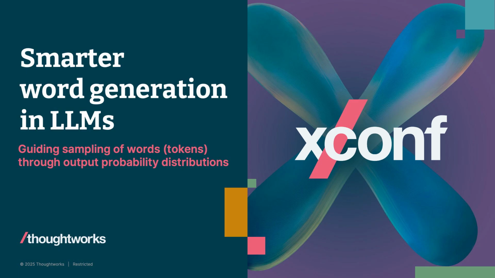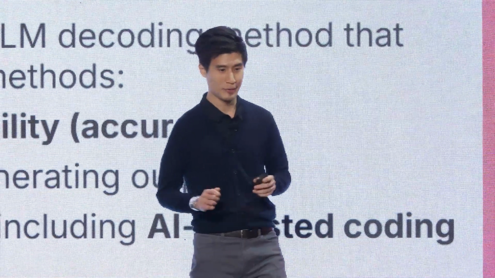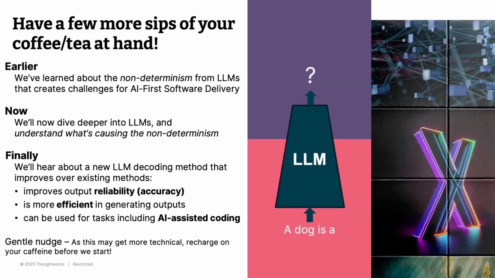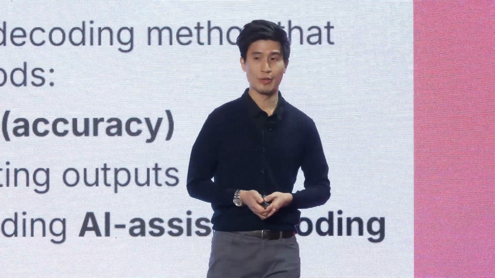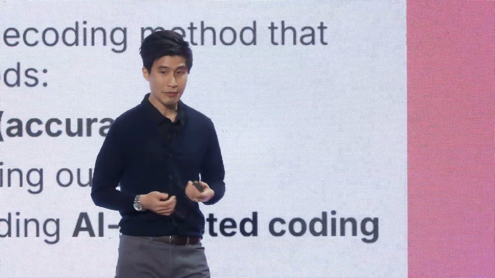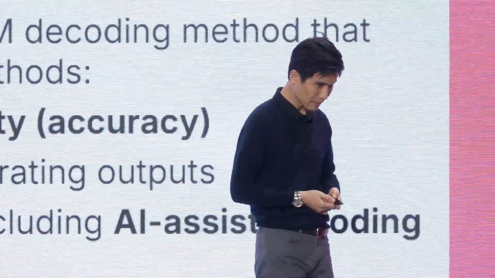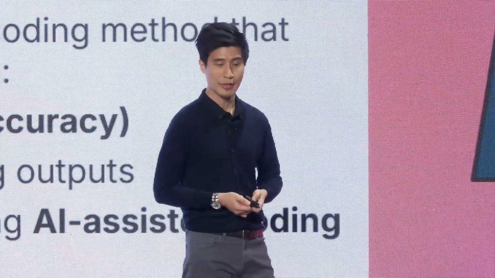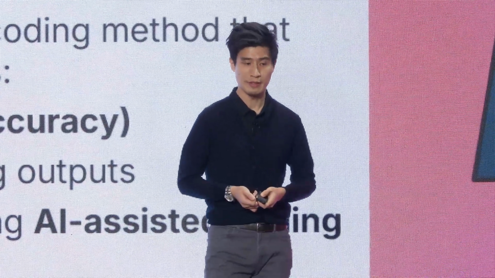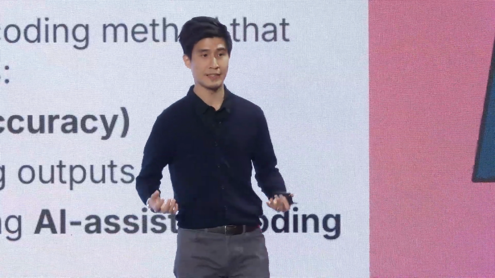Okay, let me just quickly get through this session because it's going to be a little bit technical. So earlier, we've learned about the non-determinism in LLMs that creates really a lot of challenges for how we incorporate AI-first software delivery, right? Now we'll dive deeper into LLMs and really understand what's causing that non-determinism. And finally, we'll hear about a new LLM decoding method that improves over existing methods.